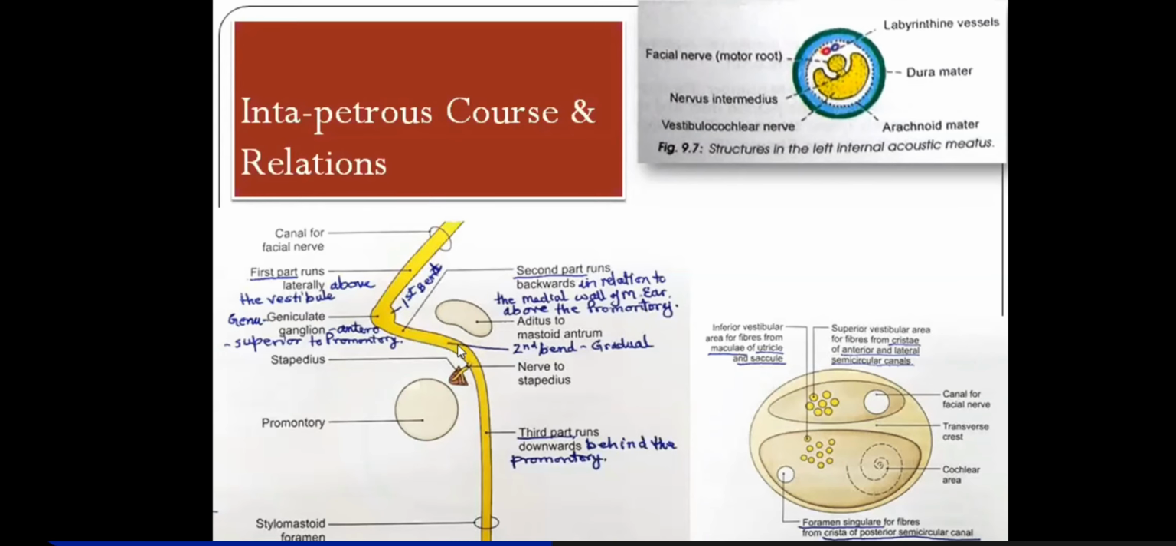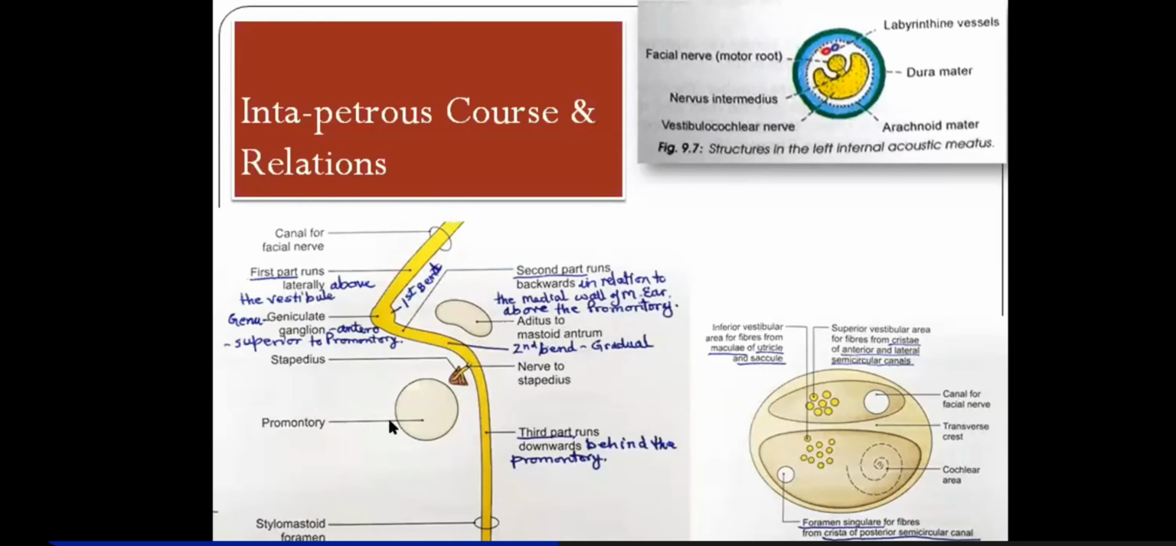The second part has a gradual bend. This is the second bend here. This is lying anterosuperior to the promontory. Now this will lie a little behind the promontory, or you can say posterior-superior to the promontory. The second part is in relation to the medial wall of the middle ear, and it is running above the promontory. Now the second bend is posterior superior to the promontory, and the third part runs behind the promontory.